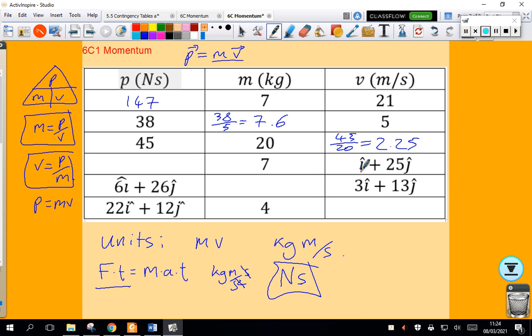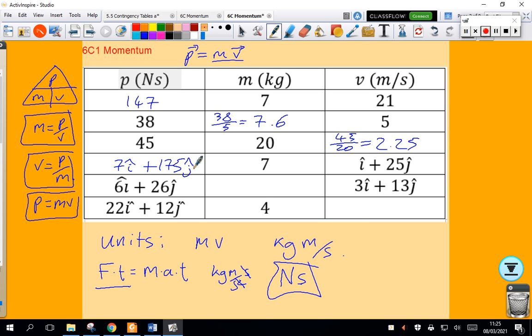But if I'm dealing with an object moving in a direction like 20 i hat plus 25 j hat, it's no different. To find the momentum, we just multiply the mass by velocity. 7 times i, 7 i hat, plus 7 times 20 is 140, and 7 times 5 is 35, that's 175 j hat.